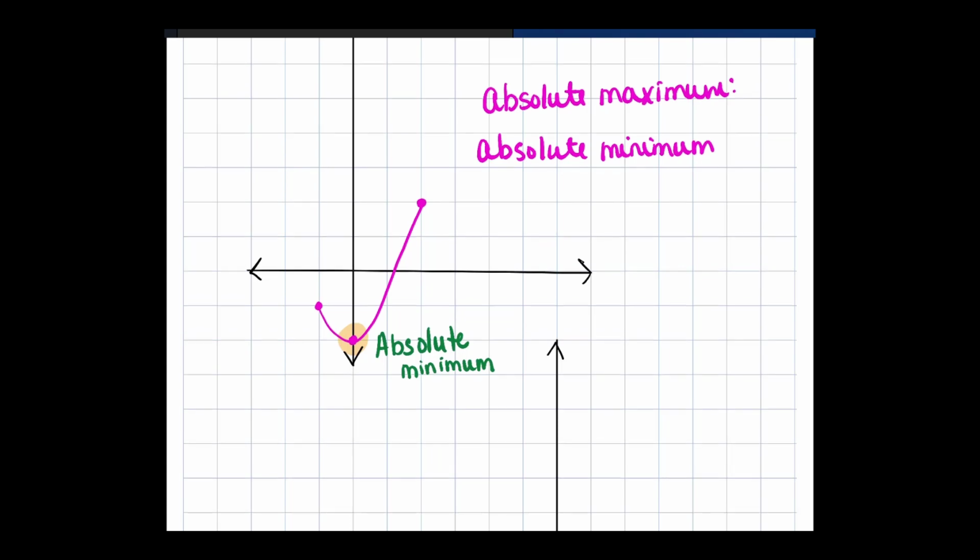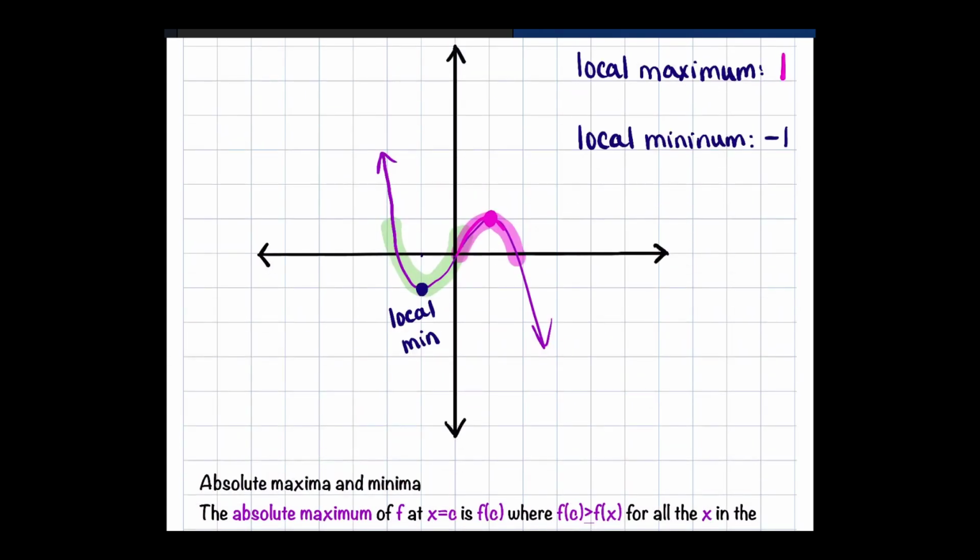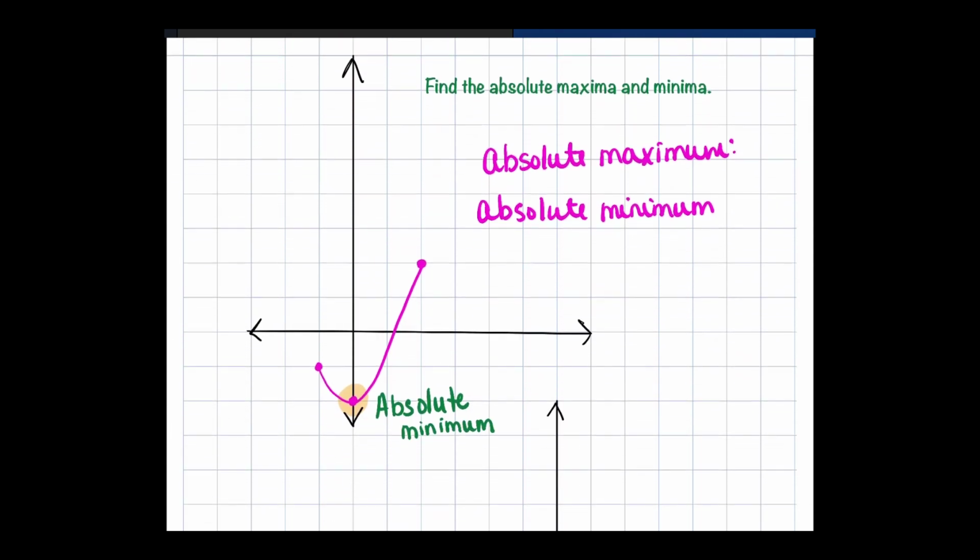Now, I just want to contrast with this up here. We had a local minimum right here, but this was not the lowest point on the graph, because this graph keeps going on to negative infinity. It keeps going down. So that's why we call this a local minimum. It's not the absolute minimum, but it is a minimum on a certain interval. But for absolute minimum, we're looking at the whole graph. So if you look at this whole graph from left to right, the absolute minimum is the lowest point. And again, we give the y value. In this case, the y is -2.